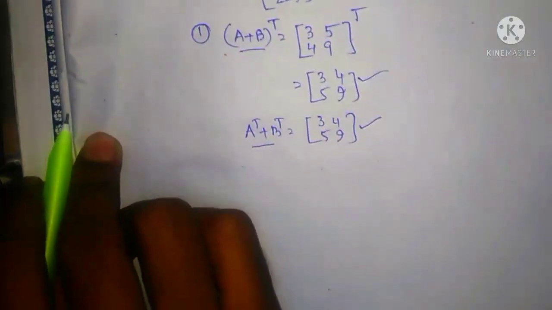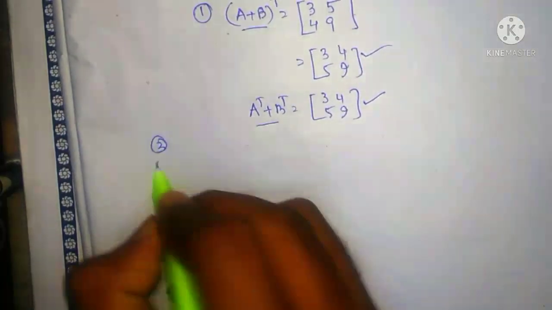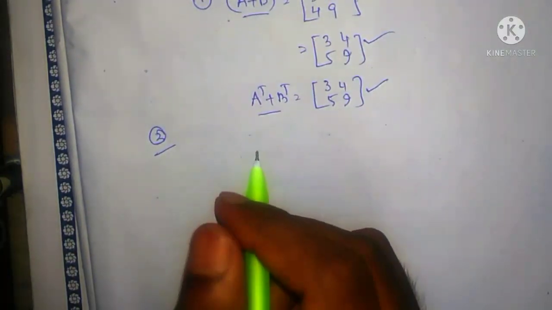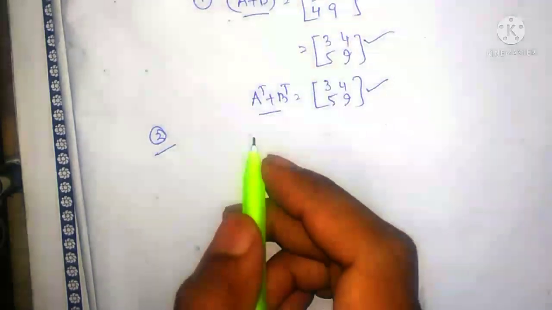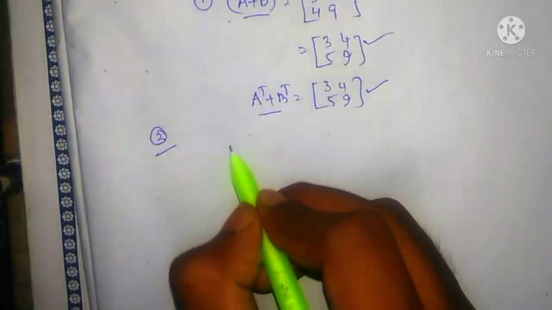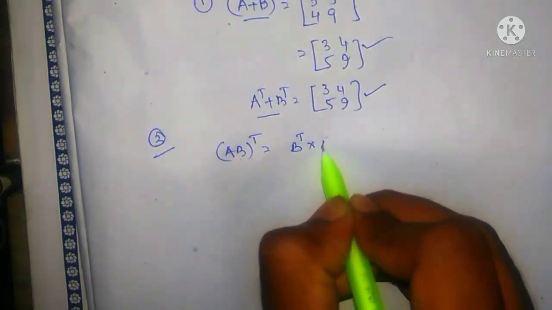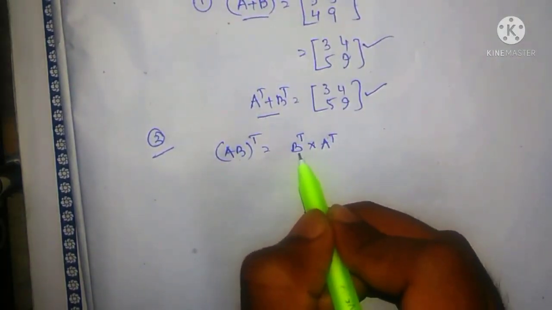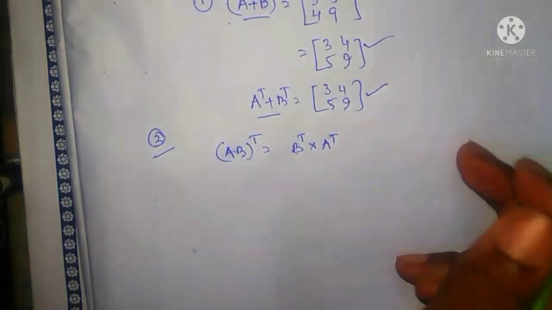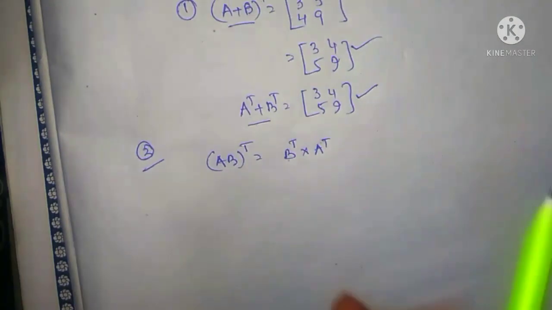So the third property is that the transpose of a matrix multiplication is similar but something different. That is, A B whole transpose equals B transpose into A transpose. This is different: at first comes B, then comes A. Let's check an example.